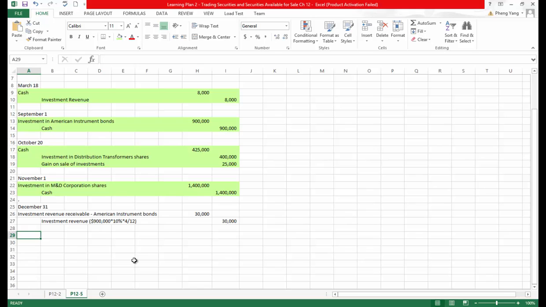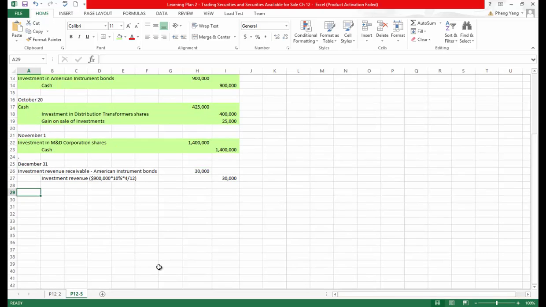Okay, now another thing that we have to do is adjust either gains or losses based on the M&D Corporation shares and the American Instruments bonds, because they are not held to maturity and they are available for sale or trading securities. We must go ahead and adjust them to the market value at the end of each reporting period. So to show you step by step how we do this, I'm going to go ahead and make a table first.